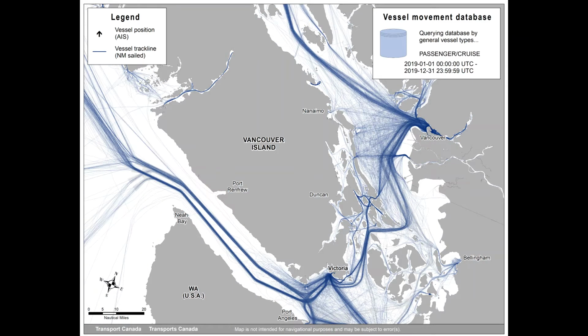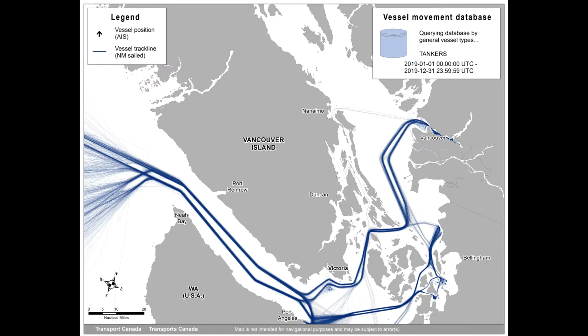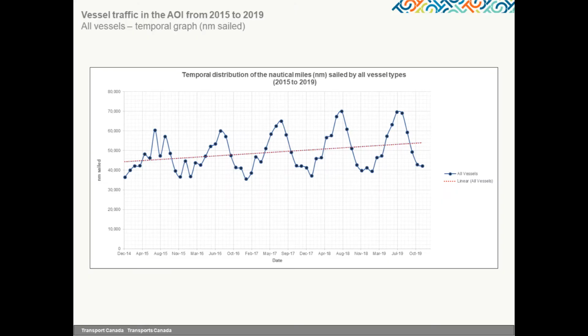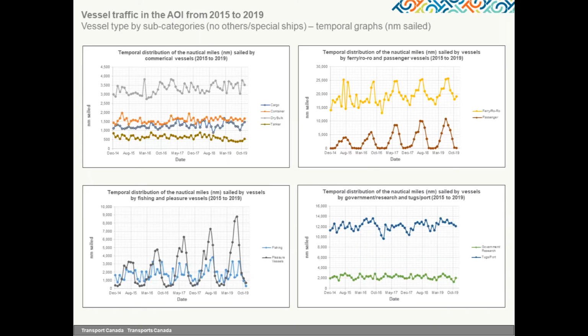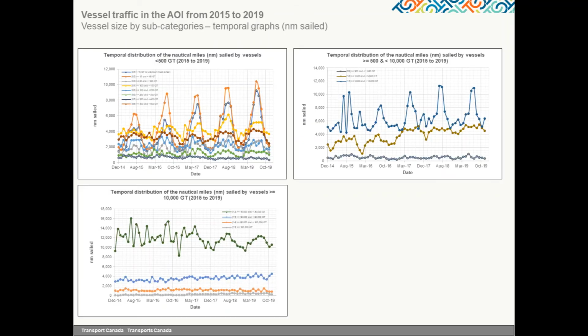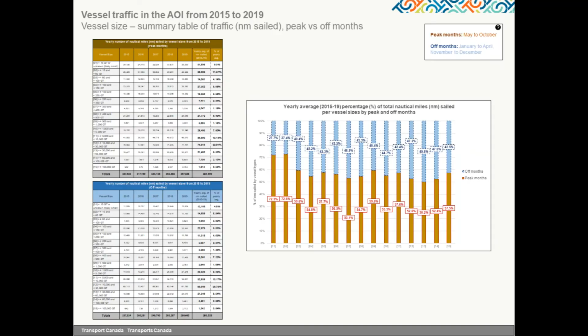Using this tool, you are also able to generate descriptive statistics on the number of nautical miles being sailed per month for a given time period, say, from 2015 to 2019. The graphs and tables provide us with an understanding of how much traffic is in the area and by whom, along with important information on seasonality.